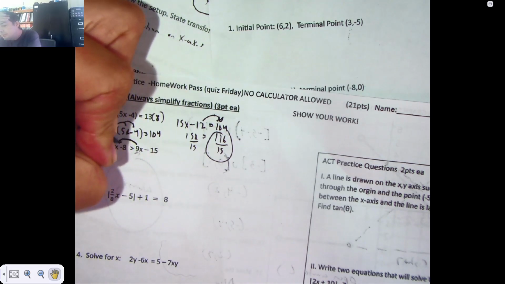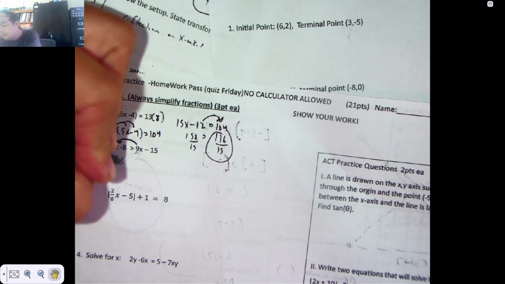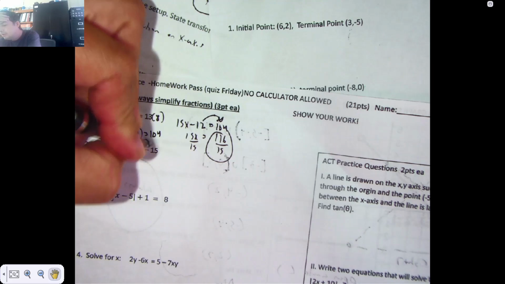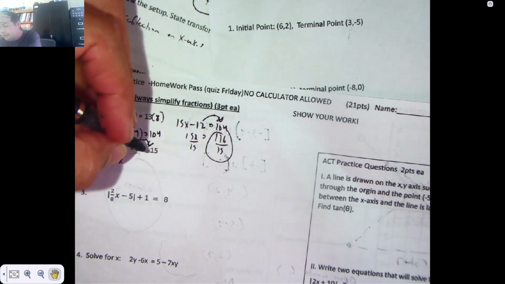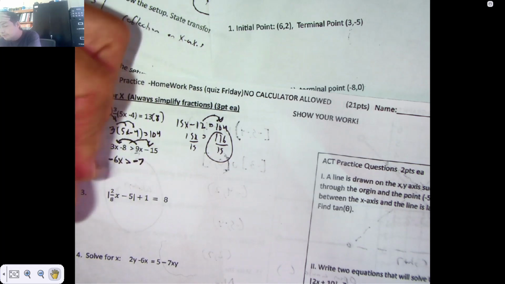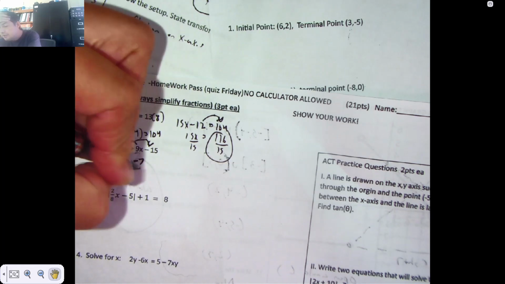All right, number 2. Since you guys mostly had Buckley, and Buckley's a big fan of always shifting left, we're going to move our x's left, and we're going to move our numbers right. Negative 15 plus 8 should be negative 7. We're going to divide by a negative 6.